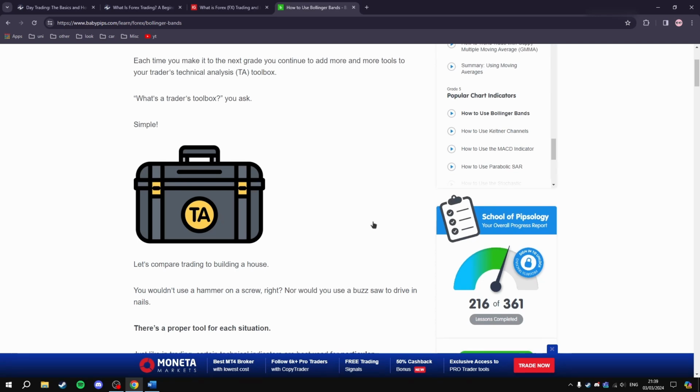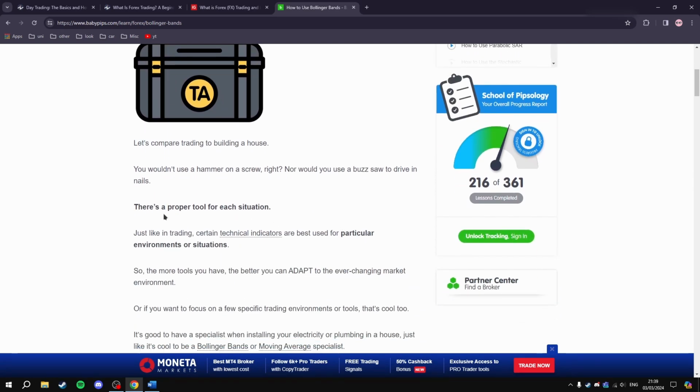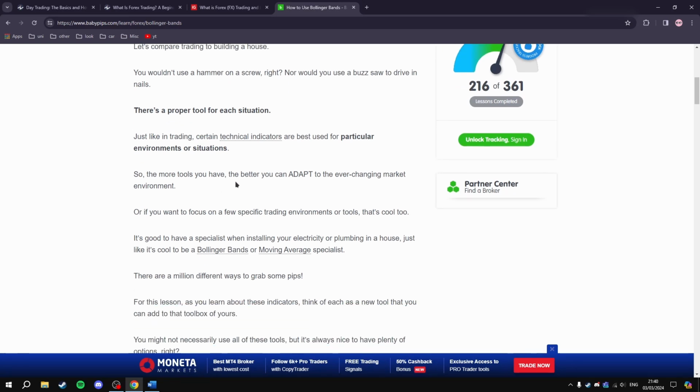Simple, TA. Let's compare trading to building a house. You wouldn't use a hammer on a screw, right? Nor would you use a buzzsaw to drive in nails. There's a proper tool for each situation. Just like in trading, certain technical indicators are best used for particular environments or situations. So the more tools you have, the better you can adapt to the ever-changing market environment. True. Or if you want to focus on a few specific trading environments or tools, that's cool too.